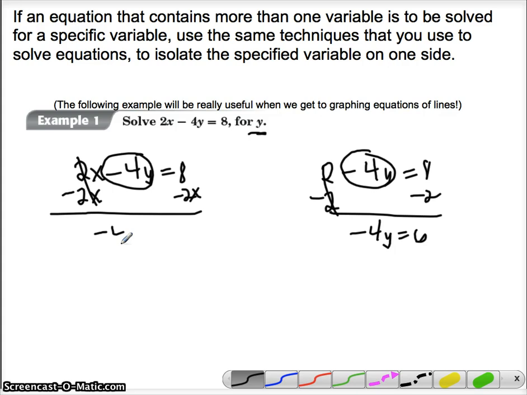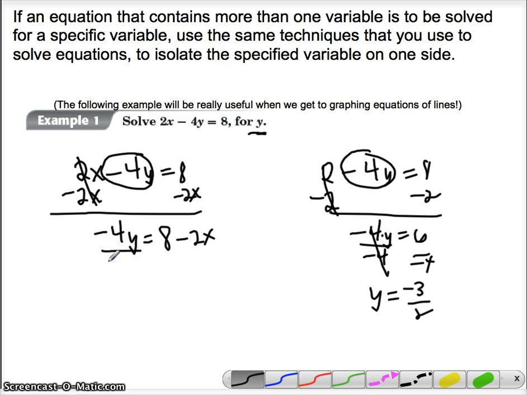The only difference with the literal equations is that you can't combine 8 minus 2x. They're not like terms, so you just leave it 8 minus 2x. Okay, next step over to this equation on the right, that's multiplication, so we divide both sides by negative 4, which gives us y equals negative 3/2 when you reduce.